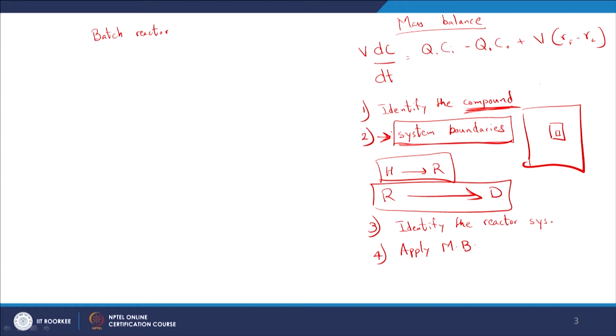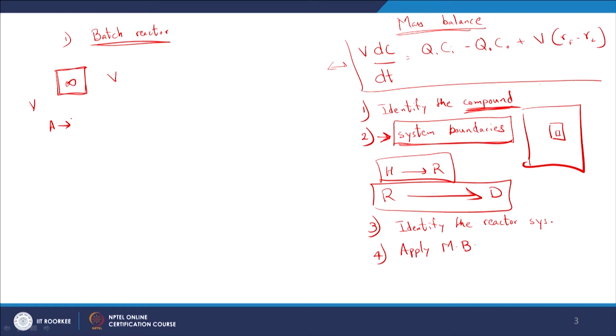The first kind of reactor we are going to apply the mass balance to is the batch reactor. We talked about what a batch reactor is. It's a closed system that's continuously stirred, or completely mixed, but the key is that there is no flow coming in or going out. So I am going to apply this particular mass balance equation here. V is the volume of my system, and these are the system boundaries. Let's say I am conducting the mass balance on a compound A, which is being lost and transforming into B.